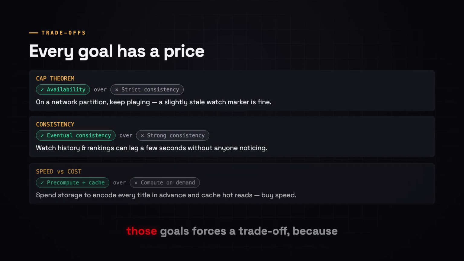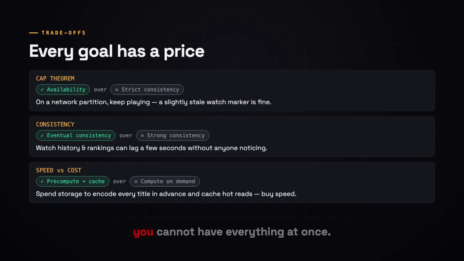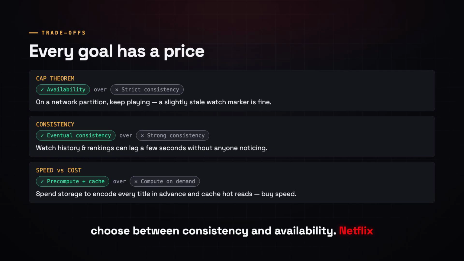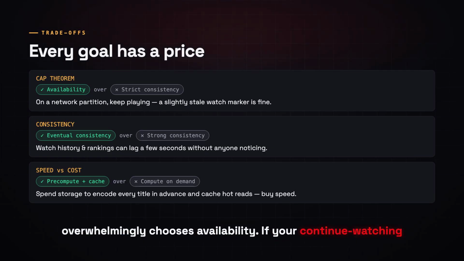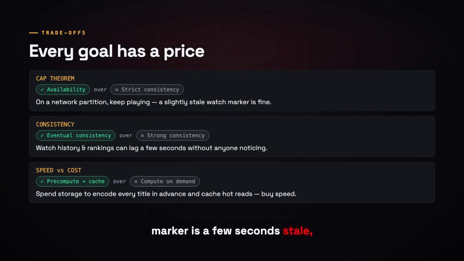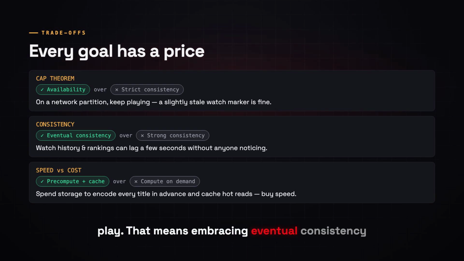Every one of those goals forces a trade-off because you cannot have everything at once. Take the famous CAP theorem. When the network inevitably partitions, you must choose between consistency and availability. Netflix overwhelmingly chooses availability. If your continue watching marker is a few seconds stale, who cares? But the video must play. That means embracing eventual consistency for things like watch history.